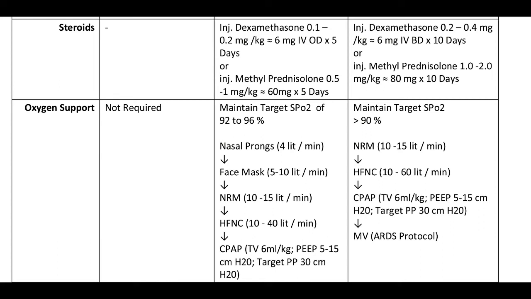We give it through the NRM, that is the non-rebreather mask, 10 to 25 liters per minute, or high flow nasal cannula, that is 10 to 60 liters per minute, or we give it through CPAP, or finally mechanical ventilation. We follow the ARDS protocol.